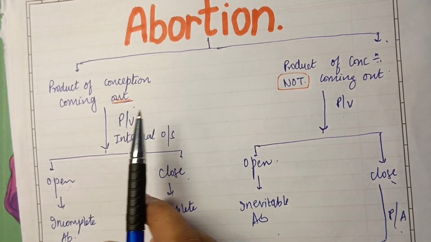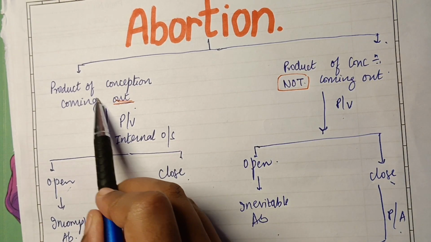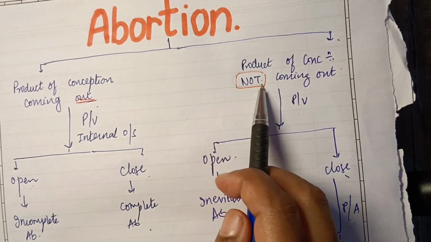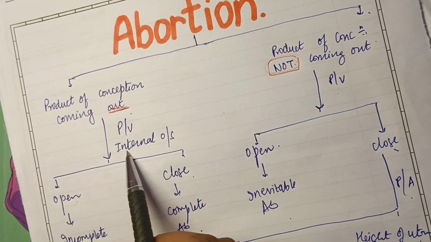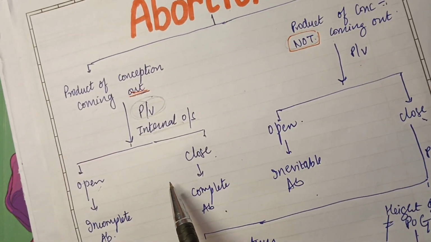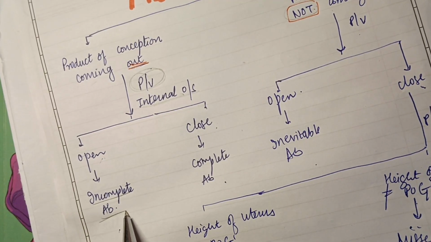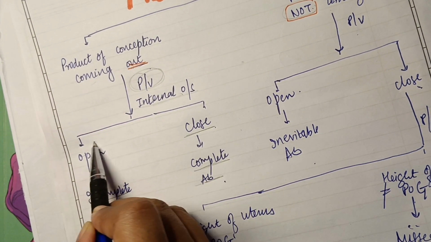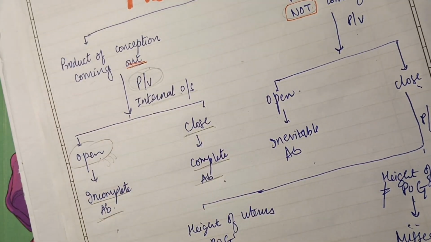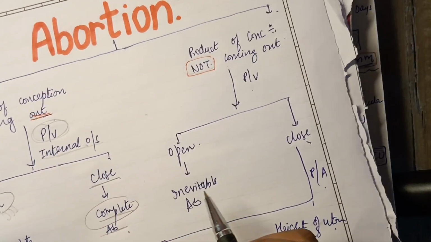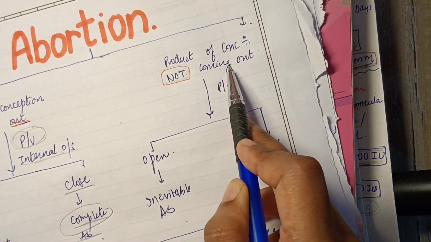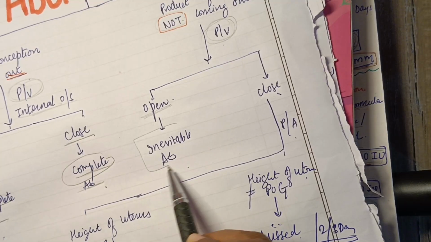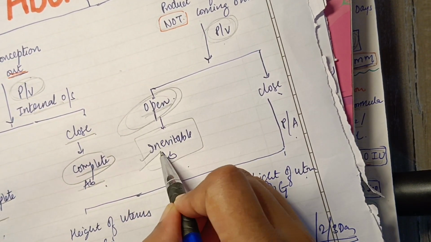Now, abortion and how will we approach it? We will divide it into product of conception coming out and product of conception not coming out. We will check internal os per vaginally. If internal os is open, then it is incomplete abortion. If internal os is closed, it is complete abortion. So here it is open, it means more product will come out. It is closed, it means complete abortion. Now if the product of conception is not coming out, we check internal os per vaginally. If it is open, it is inevitable abortion.